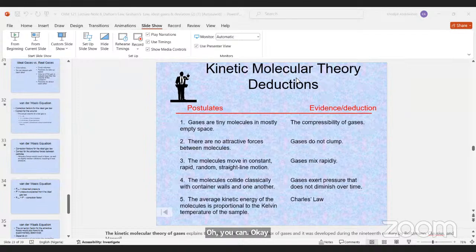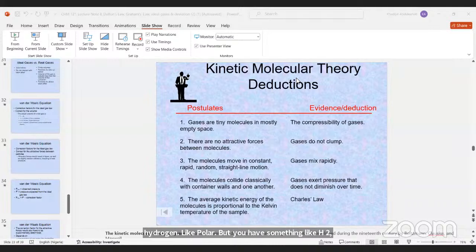Somebody asked, what are polar gases? Let me give you an instance. If you have hydrogen fluoride, there is polarity between hydrogen and fluorine. Like in HCl, there's polarity between the atoms. Those behave like polar gases. But if you have something like H2, hydrogen gas, there's no polarity between the two hydrogens. So those are non-polar gases. I hope it is clear.